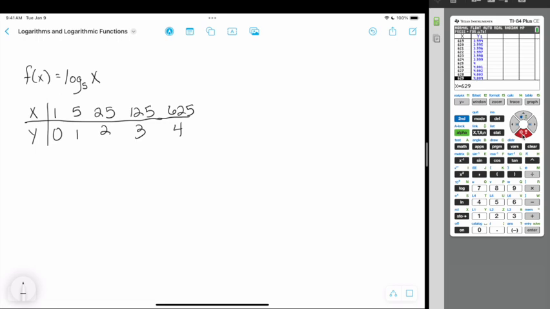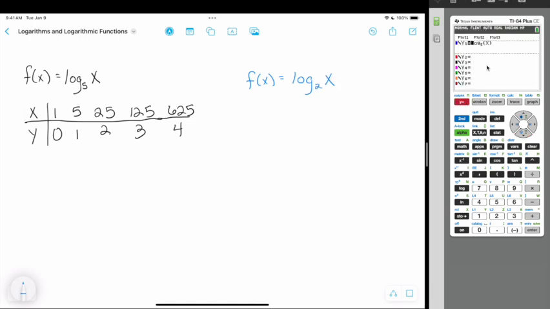Now this particular logarithmic function had a base of 5. Something tells me we would experience something much different if we changed the base. So instead of a base of 5, let's say we do like a base of 2. Let's try log base 2 of x. So I'm going to go back to y equals. I don't really need to change anything in here except just replace the 5 with the 2. So I'm just going to type right over that 5 with the 2, log base 2 of x.